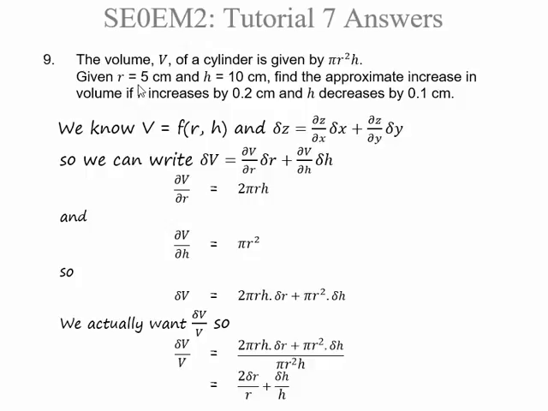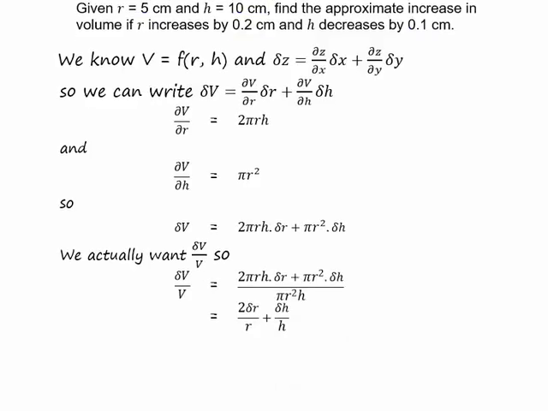Now radius is 5 centimeters and it increases by 0.2. So 20 times 5 would give us 100, so 20 times 0.2 would give us 4%. h is 10 centimeters and it decreases by 0.1, so 10 times 10 would give us 100, so 10 times 0.1 would give us 1%. We've increased 4% on the radius and decreased 1% on the height. So 2 times 4 is 8, 8 minus 1 will give us a net change of 7%.